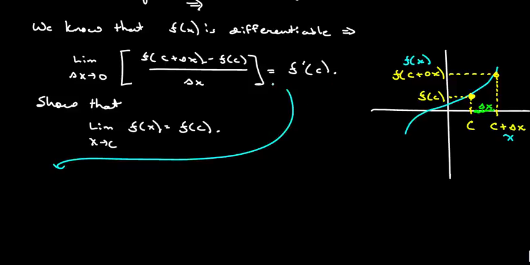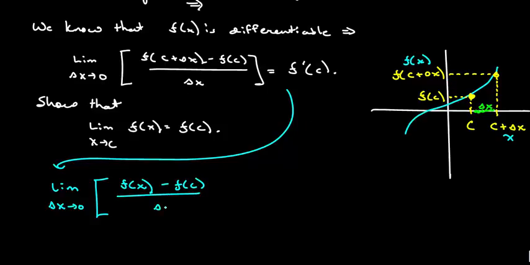So now I'm going to do some replacement here. I'm going to say, okay, the limit as delta x goes to 0, I'm going to replace this guy in a second too, is equal to, now f at c is the same thing as f at x. So this is f at x. And of course, f at c is still f at c, so minus f at c over delta x.